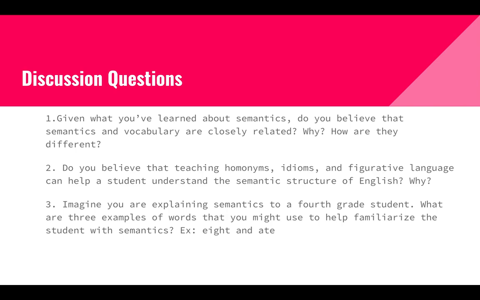Do you believe that by teaching homonyms, idioms, and figurative language, that students can better understand the semantic structure of English? Why? Imagine you are explaining semantics to a fourth grade student. What are 3 examples of words that you might use to help familiarize the student with semantics? Example, 8 and 8. How are they alike and how are they different?